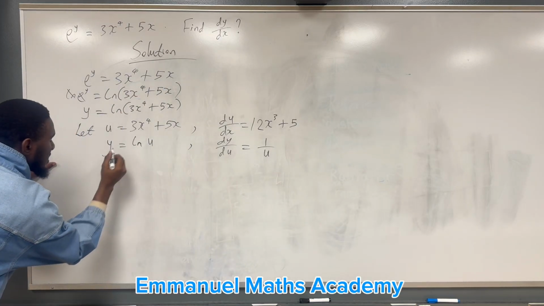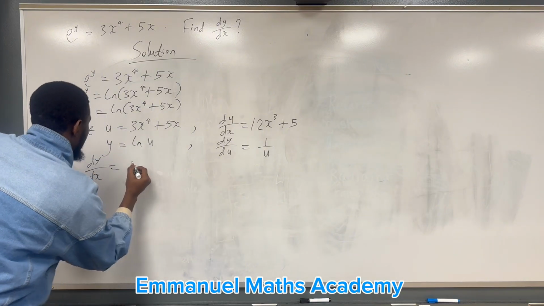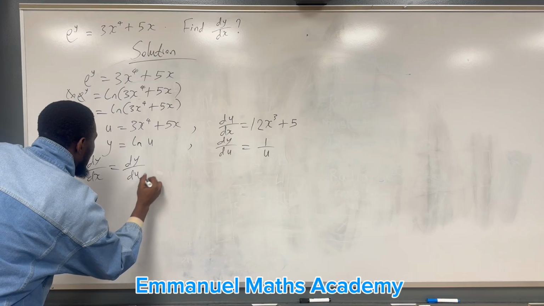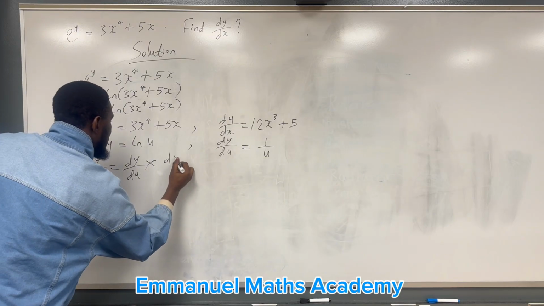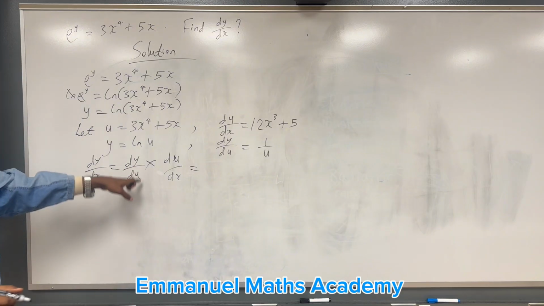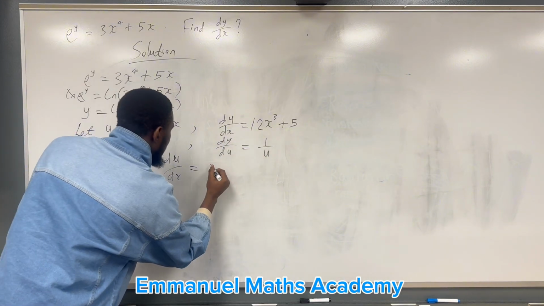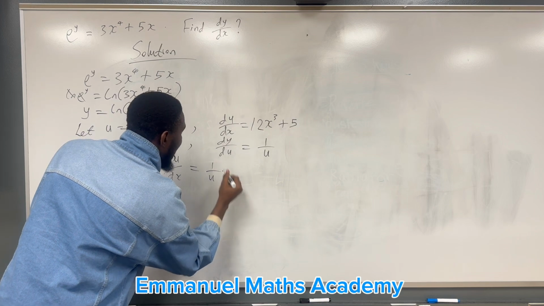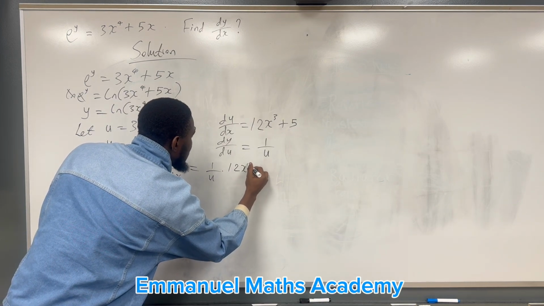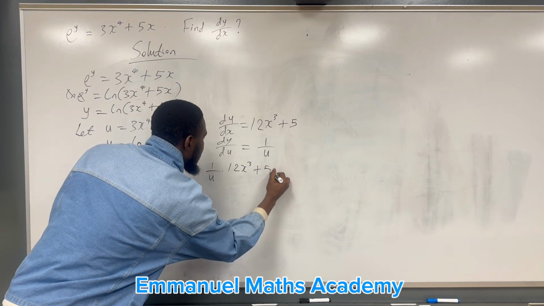Then from the formula for chain rule, which is dy/dx is equal to dy/du times du/dx, which is equal to, what's our dy/du? Our dy/du is what? dy/du is 1 over u times 12x³ plus 5.